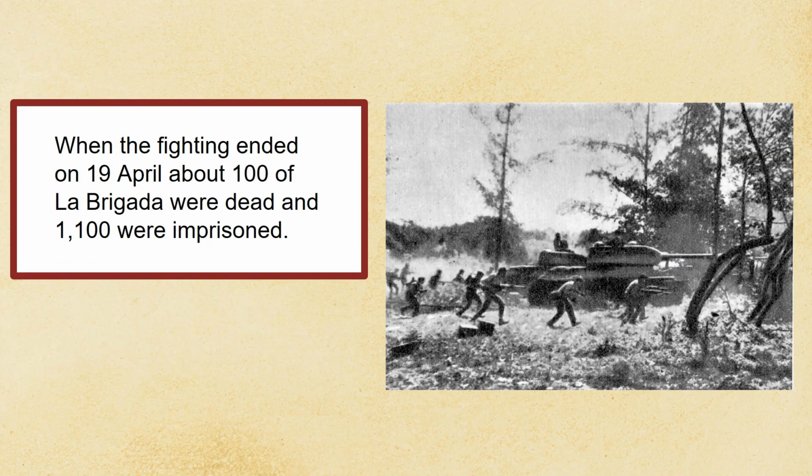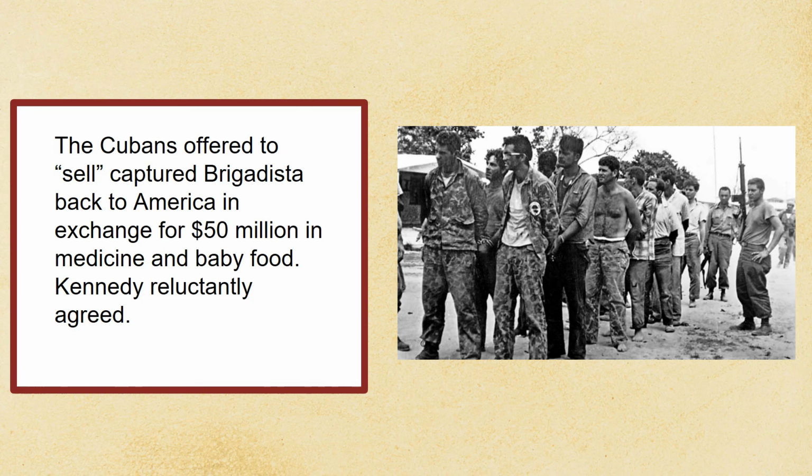So when the fighting eventually ended on the 19th of April, about 100 of La Brigada were dead, and there was about 1,100 who were imprisoned. So it's a disaster. And remember, Kennedy is this new president, and it's very embarrassing for Kennedy. So the Cubans offered to sell captured Brigadista back to America in exchange for 50 million in medicine and baby food. Kennedy reluctantly agreed, so he buys back these imprisoned people, and it's not a good look for Kennedy.